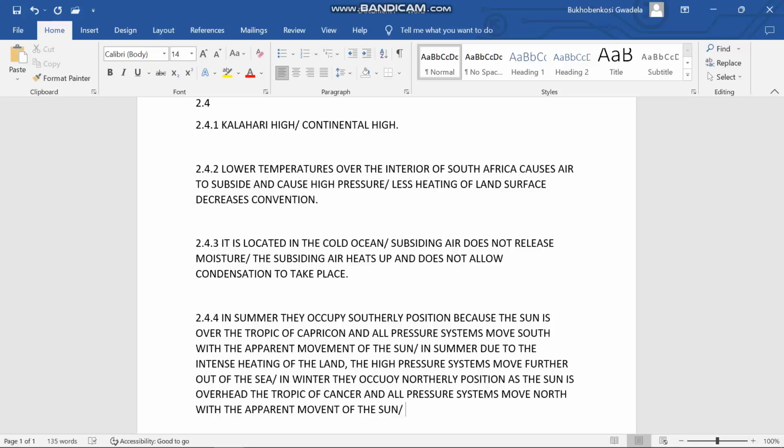For the other two marks, lastly, in winter they are close to the land because the land is cold. It's very, very simple.